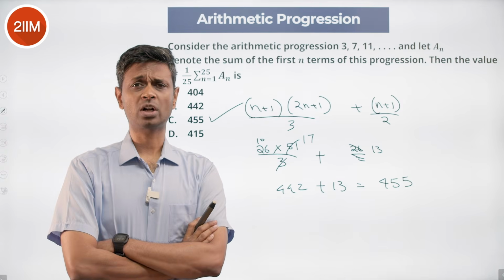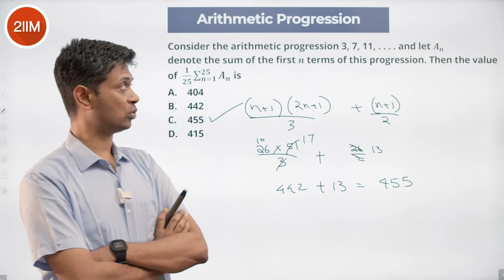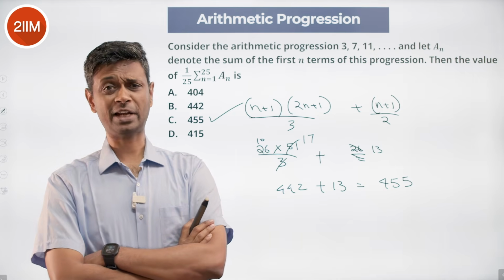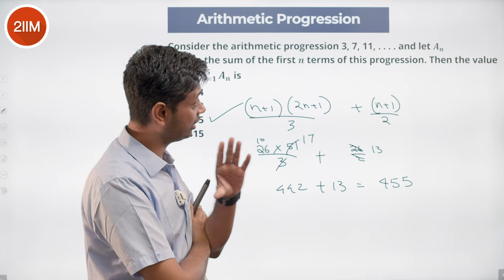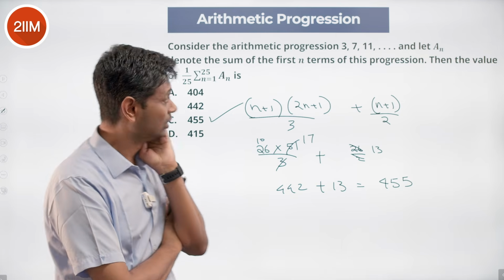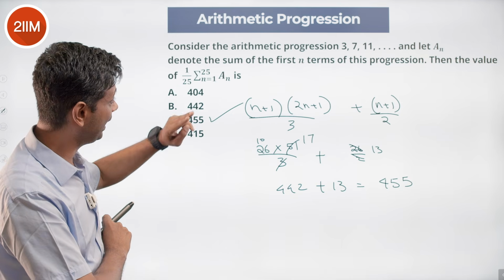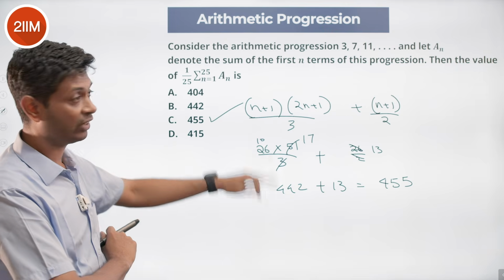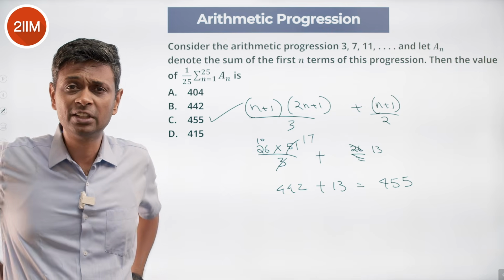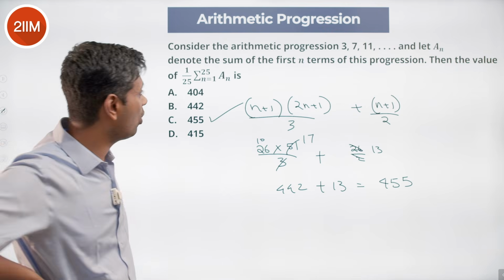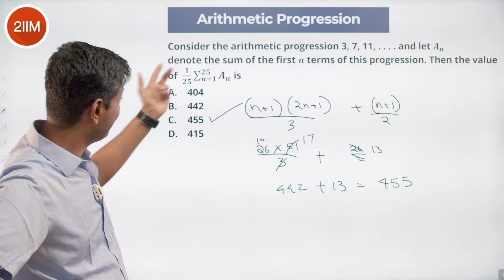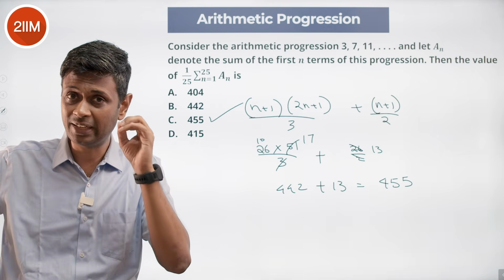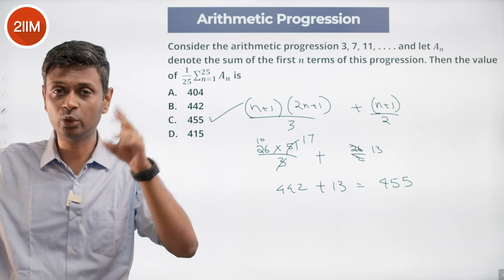Just pure unadulterated raw brute force. I tried to do it by a more elegant method, but I didn't get anywhere. I thought I'll do 3 plus 7, 3 plus 7 plus 11, 3 plus 7 plus 11 plus 15, all of that. So I do sigma 1 to 25 a_n. My first term gets added 25 times, second term gets added 24 times, third term gets added 23 times, all the way to the 25th term, which just gets added one time. And then I divide by 25. I didn't get anywhere with that. I decided, look, I'm not doing any cute thing. Brute force it, get to the answer.